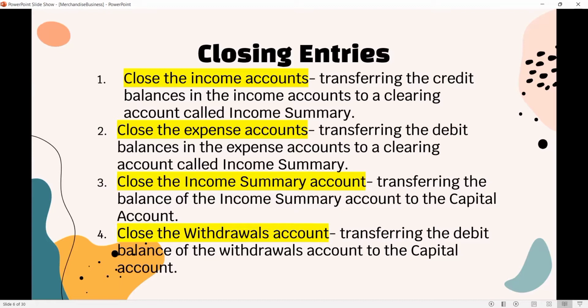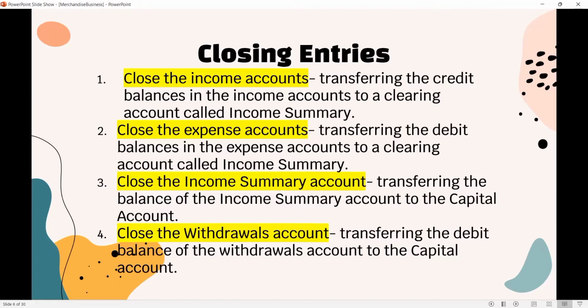So, lahat ng ating revenues, kasi di ba ang ating revenues and yung number 2 is expenses, lahat ng yan is our temporary or nominal accounts, which means kailangan natin siyang i-close. Kasi, ang maiiwan lang sa ating reporting is the permanent or real accounts. So, kailangan natin siyang i-close. Yung number 1, close the income accounts, which is revenues, so, ang entry natin dyan is debit natin yung revenues, i-credit naman natin yung income summary.